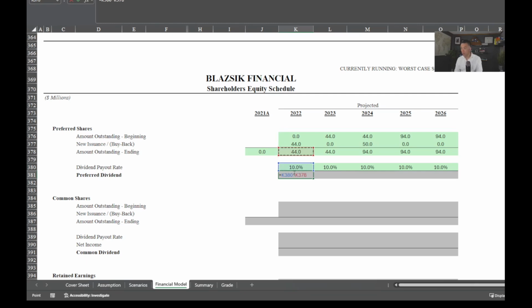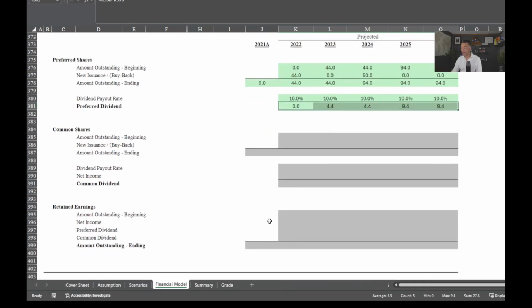And what we're going to do is multiply it times the beginning balance. Two methods: you could multiply it times the beginning, or you can multiply it times the average of the beginning and the end. Next, all I want to do is drag that across, Control R, and fill to the right.